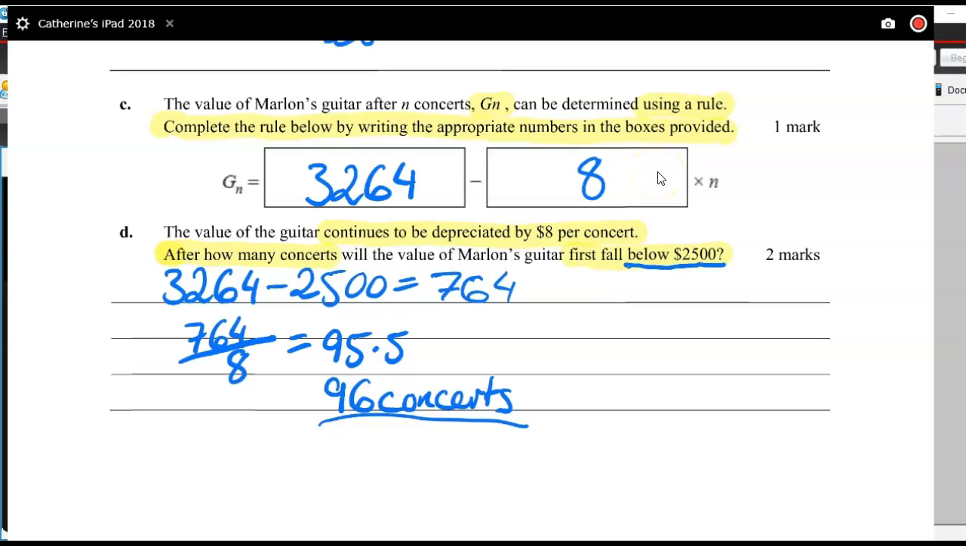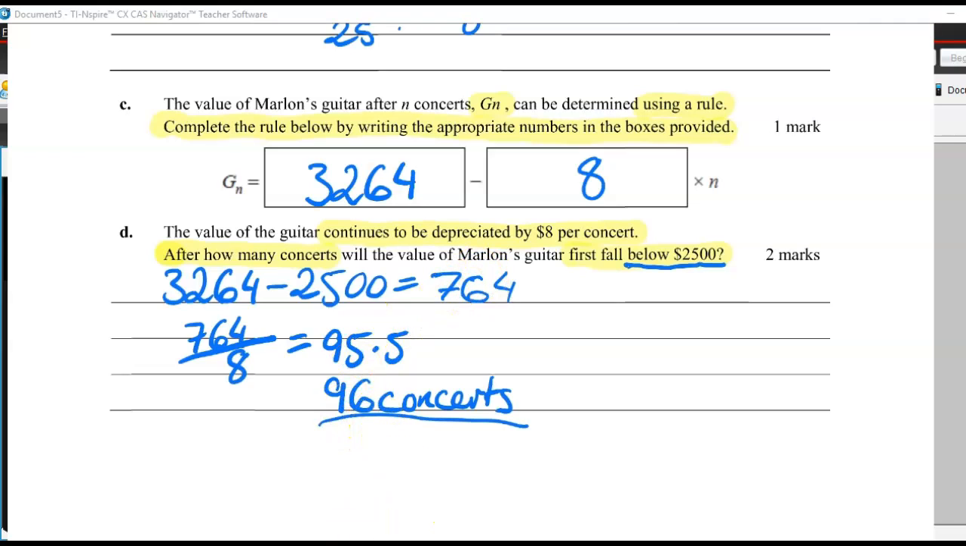Okay, so I'll stop this now. Our next stage will be looking at geometric growth. So far we've only looked at linear growth and decay. Next we'll be looking at geometric growth and decay.